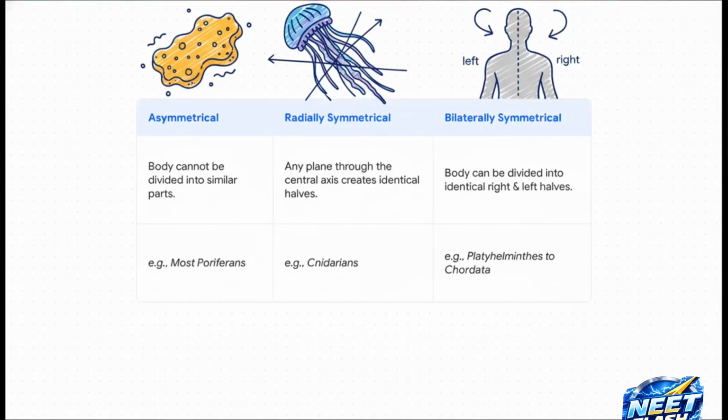So what are the options here? Well, first, you've got asymmetrical animals, like most sponges, which have no real pattern at all. Then there's radial symmetry, like a jellyfish. You can basically slice it like a pizza through the middle any way you want and get two identical halves. And finally, you have bilateral symmetry. This covers a huge range, from flatworms all the way to humans. There's only one way you can slice the body to get two perfect mirror images, a left and a right. And that design, it turns out, is a total game changer for getting around.